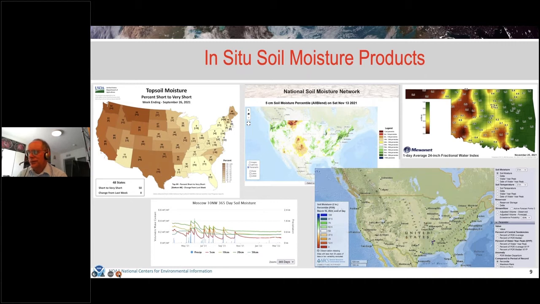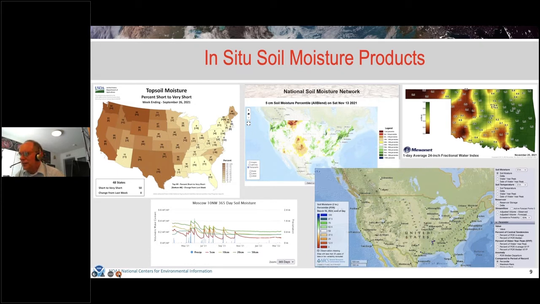And then there's the in situ soil moisture products. This sample here shows the USDA topsoil moisture, and also on the upper left, the middle top is the National Soil Moisture Network, which is a contoured map based upon Mesonet soil moisture in situ data. The upper right is the Oklahoma Mesonet, which is really nice. I love their format. Bottom right is the USDA SCAN map, and the bottom left is from, I think I'm blanking on that, I think it's a Kansas Mesonet.